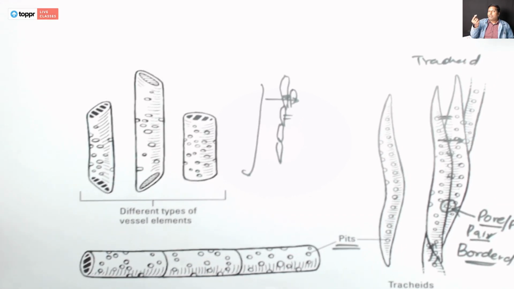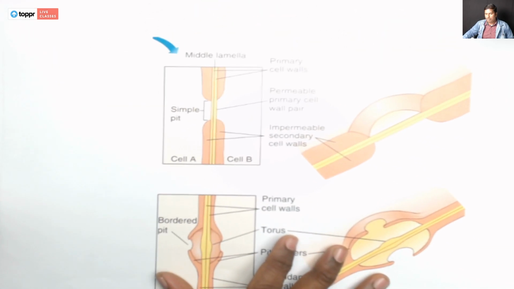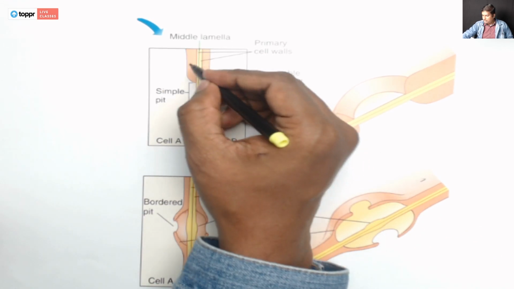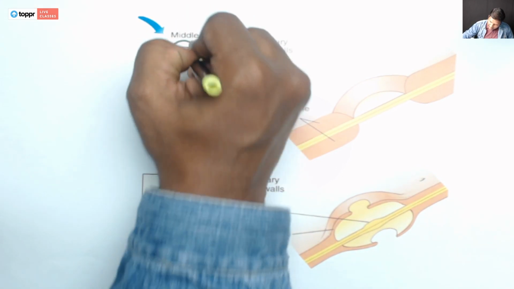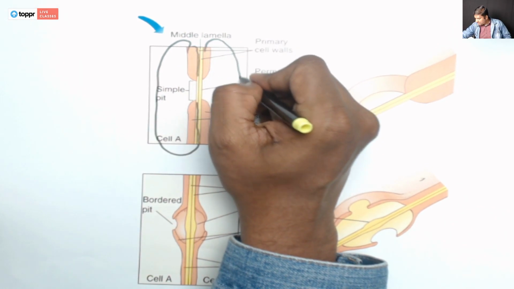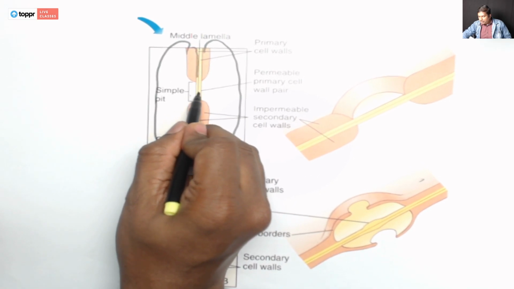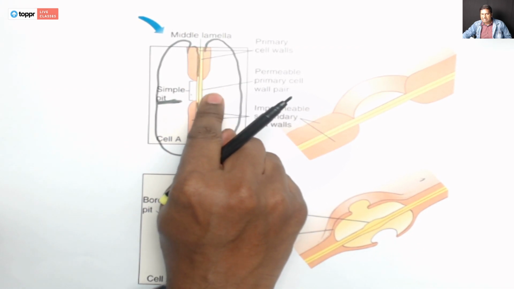The bordered pits have secondary deposits on them, because of which they look something like this. You can see here, this is one tracheary element. The entire thing is one tracheary element, and this is the next tracheary element, and the two pores are aligned here. This pit doesn't have any border, and it is called a simple pit. A pit without a border is called a simple pit.